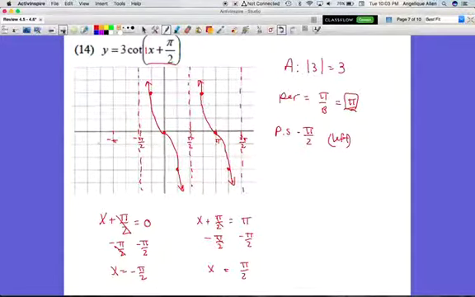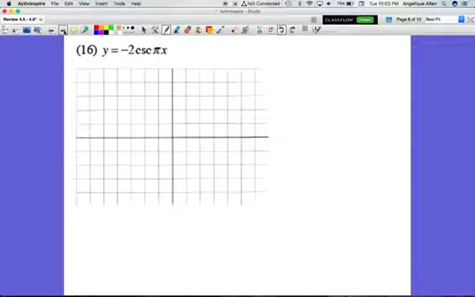All right, moving on to our last 2 functions, cosecant and secant. If you recall, cosecant is the reciprocal of sine. So I'm going to graph y equals negative 2 sine of pi x as a dotted line, and it will be my guide, or dotted curve, I guess. It will be my guide to drawing cosecant.